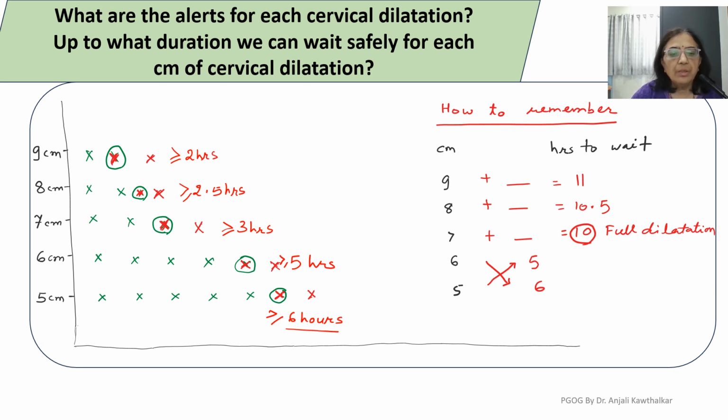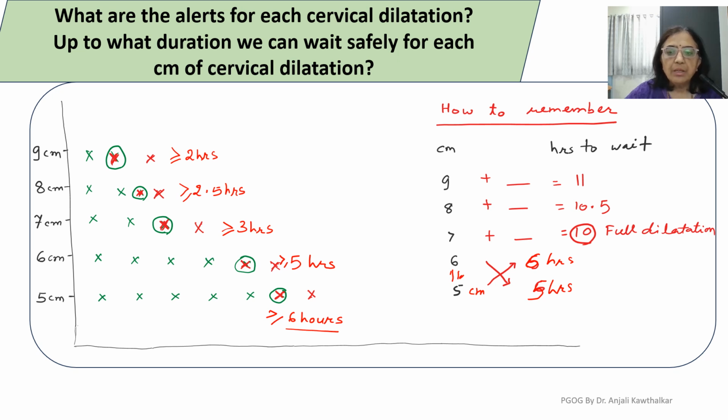So we need to remember this: that 5 centimeters, the alert starts at 6 hours, 6 centimeters, the alert starts at 5 hours, and so on. How I have remembered it is that for 5 and 6 you can exchange them: for 5 centimeters we can wait for 6 hours, whereas for 6 centimeters we can wait for 5 hours. You can exchange these with each other like that.